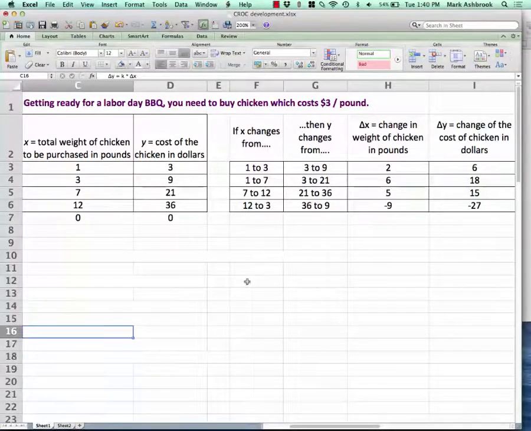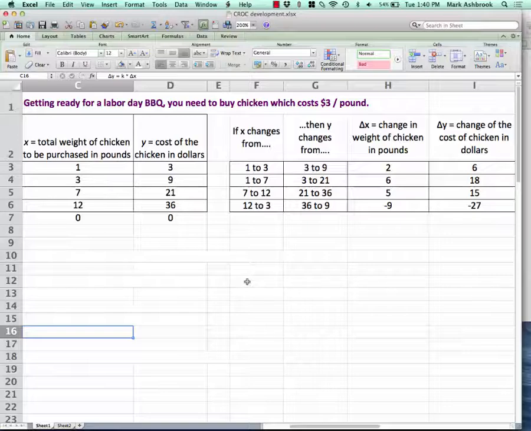Okay, so we had X was the total weight of chicken to be purchased, and Y was the cost of chicken in dollars. Remember our criteria for defining variables well? We had 3 criteria. So that should be imprinted in your mind. Don't ever forget that and practice it.